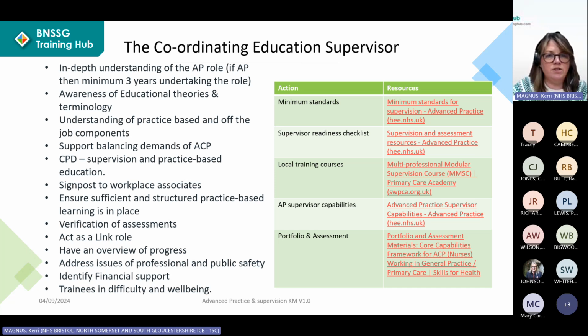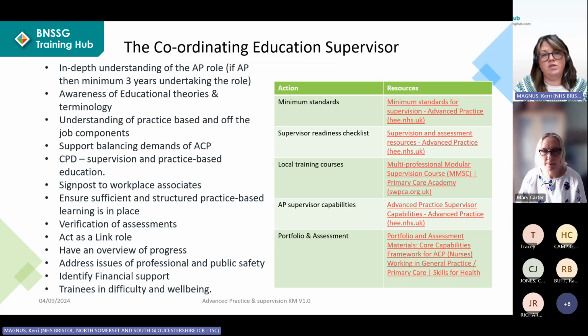The individual needs to have an awareness of educational theories and terminologies. They have to be aware of things like off-the-job components, signposting, and making sure there's a sufficient structure within the workplace. They can act as that link role and look at the progression of the individual. And they can obviously be confident enough to address professional and public safety issues, particularly when you have trainees in difficulty or significant events. They need to be aware of financial support that's available and also the CPD that's available for those individuals.